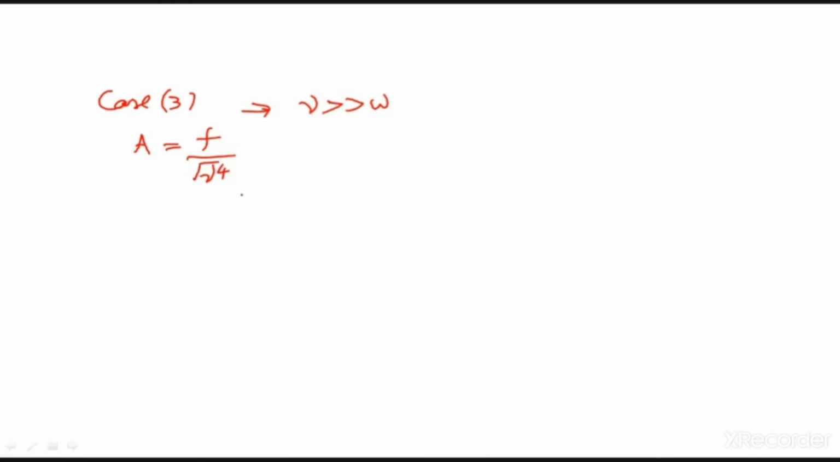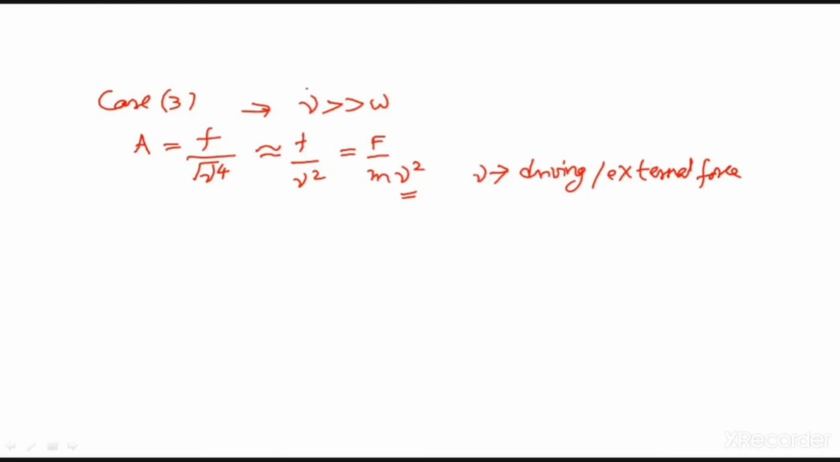So the other term is a negligible quantity. Therefore F by mu square. What is this F? It is capital F by M, and this mu square. And here we see that the amplitude is proportional, as usual, to the applied force, and this is our driving force. This is the external periodic force. So as the external periodic force increases, amplitude decreases.